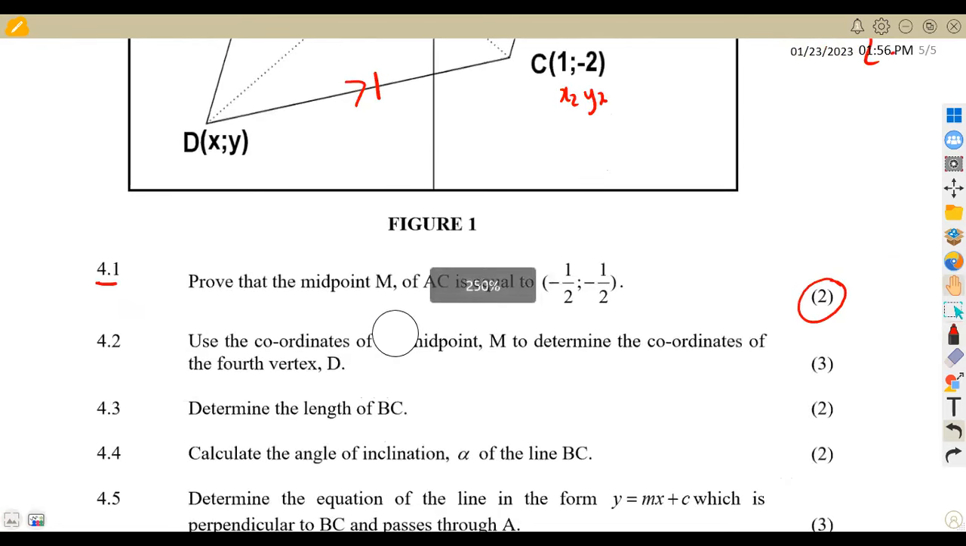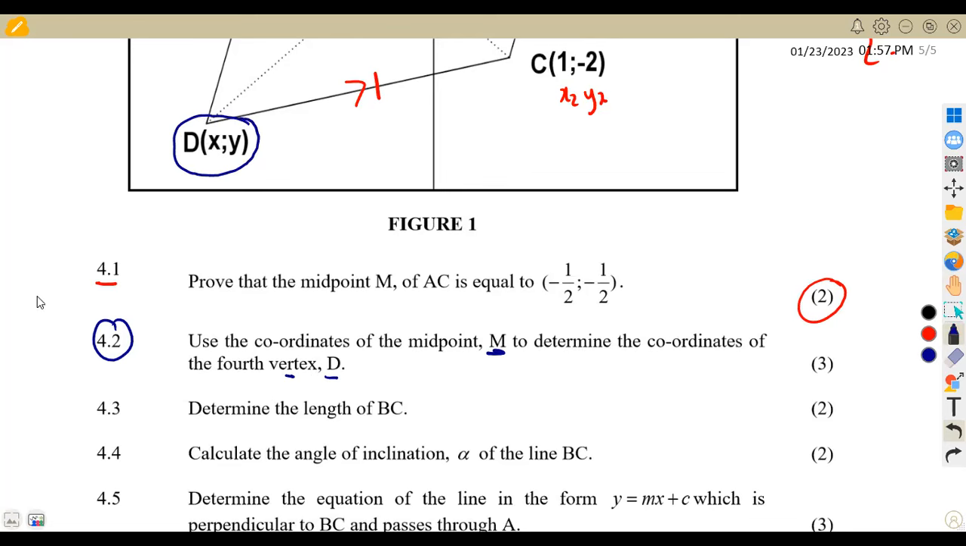On 4.2, we are given a condition. This is not like they will always tell you to use the coordinates of the midpoint. No, you are supposed to know that the midpoint is the same for the parallelogram. So they are saying use the coordinates of the midpoint M to determine the coordinates of the fourth vertex D. As we can check on our diagram here, D does not have coordinates. We are just given it as x, y.